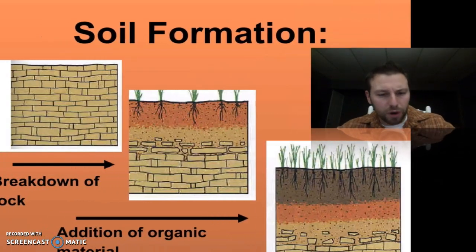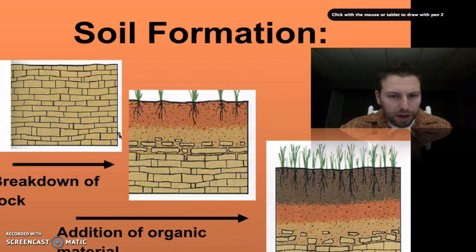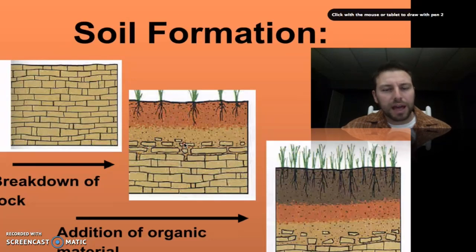Soil formation: we start with the breakdown of rock in an area, generally bedrock. Either through chemical or physical weathering processes, it will break down, and we can see that right here. As it breaks down, the sediments pile up. So we can see here there's a pile up of sediments.